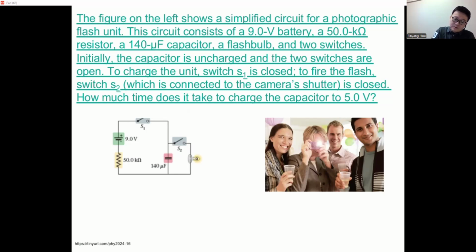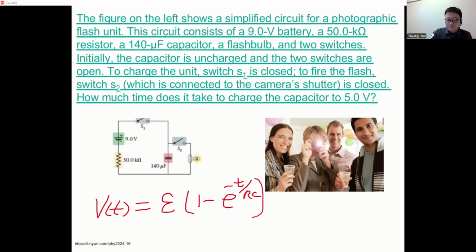So again, we'll use the equation of V as a function of t. It's going to be equal to epsilon times 1 minus e to the minus t over RC, where RC is tau. We are given this is 9, and this is 4. So this is 9 volts, and this is 5 volts. We are looking for the time t. We know R and C, both are given, and we can solve for t. This is again basically using the equation, but you now solve for t.